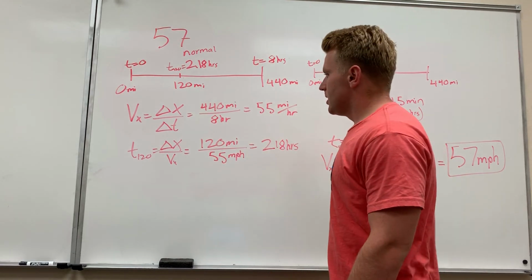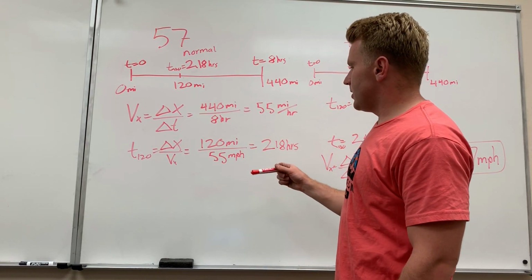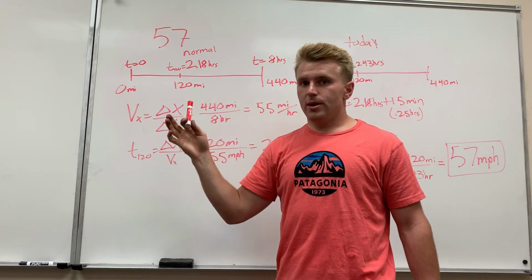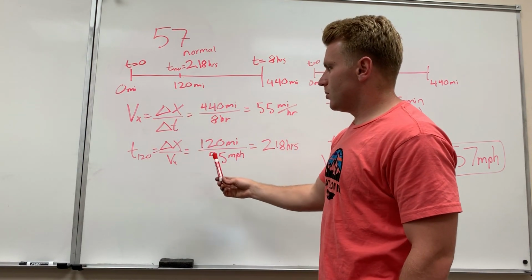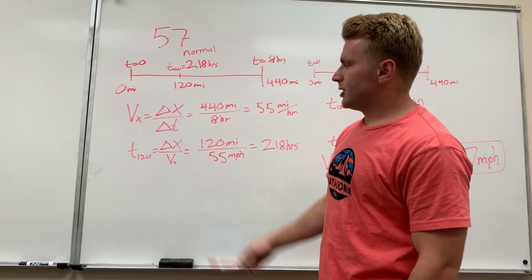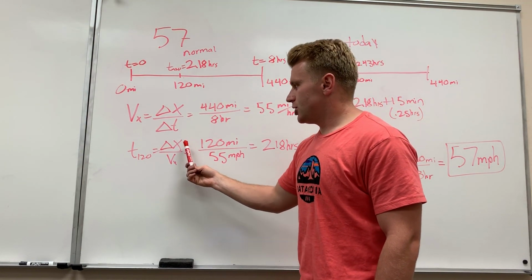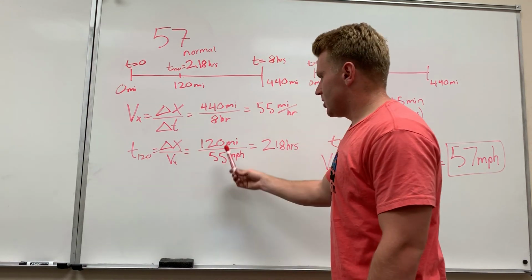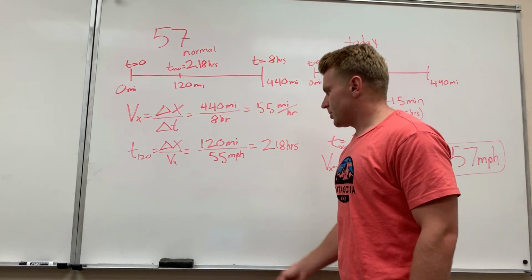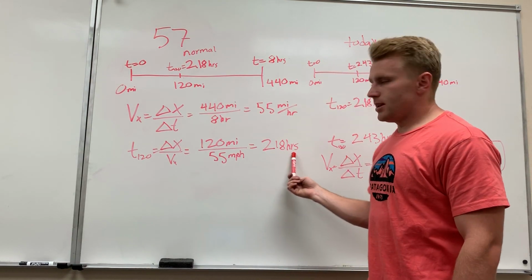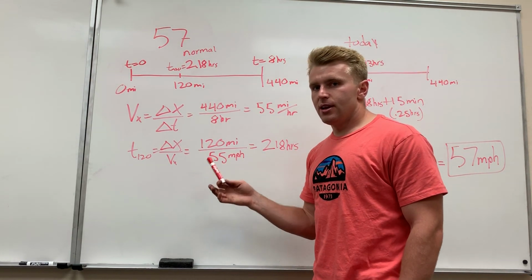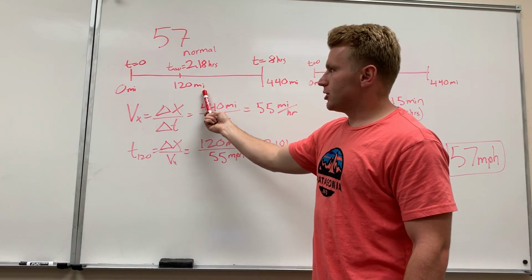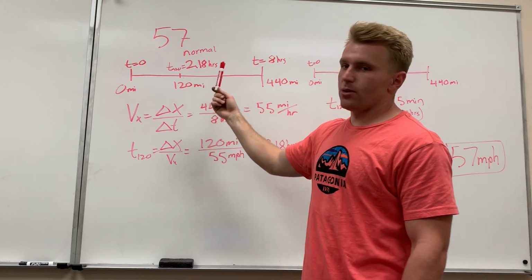So during that time, he is going 55 miles per hour. That makes sense. And in order to find how long it took him to go 120 miles on a normal basis, we do a time of 120 equals the change of the displacement over the velocity. So 120 miles divided by 55 miles per hour is 2.18 hours. So on his regular trip, he should get to mile marker 120 in about 2.18 hours.